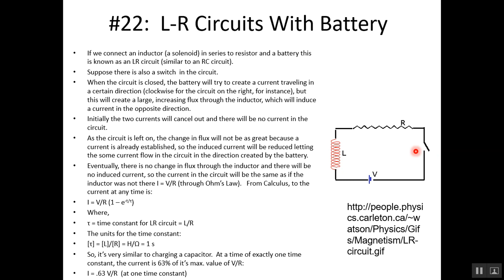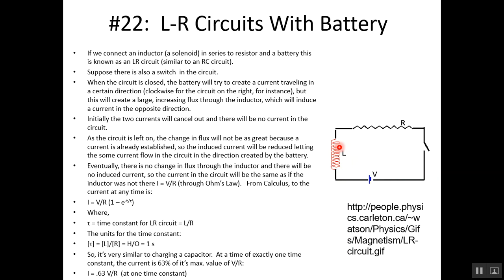We can find the current by taking the voltage of the battery and dividing it by the resistance using Ohm's law, right? However, when the inductor is there and you close the switch, it tries to form a current just like it would if there was no inductor there. However, before you close the circuit, there's no current in the circuit, so there's no flux through that inductor. Remember, this inductor is like a solenoid, so there's no current, no magnetic field, no flux through the solenoid. Correct? You close the circuit, all of a sudden this huge current tries to go through the solenoid.